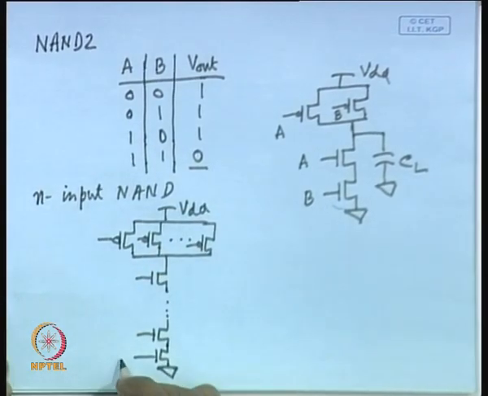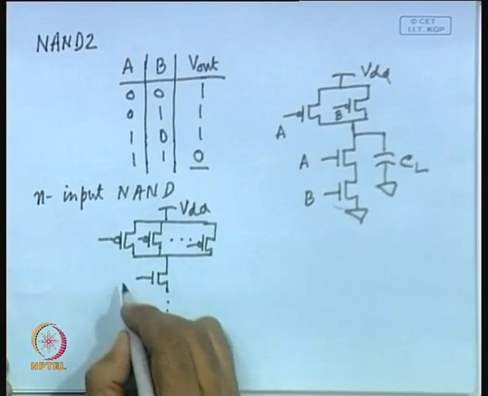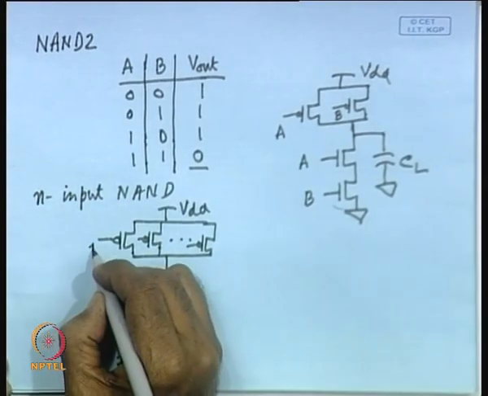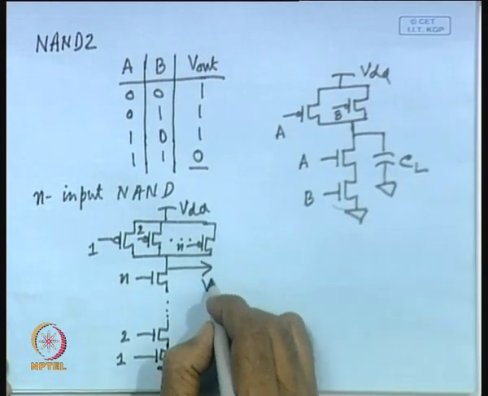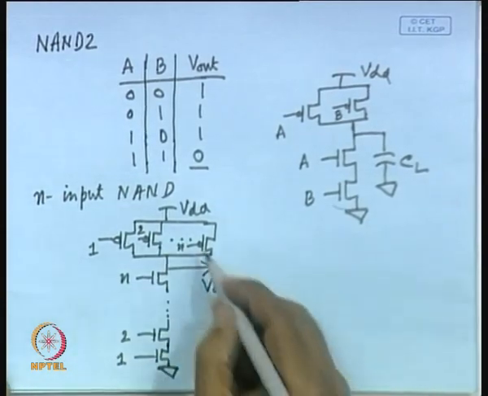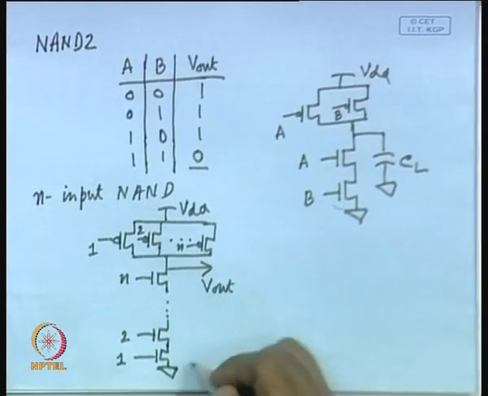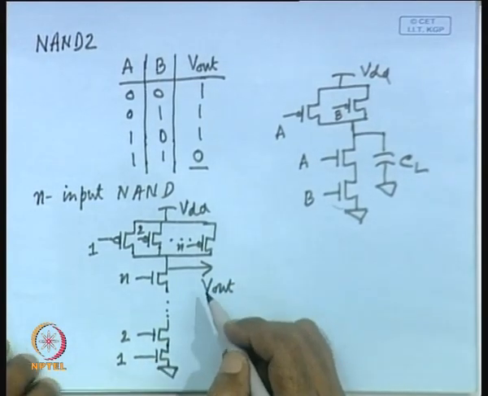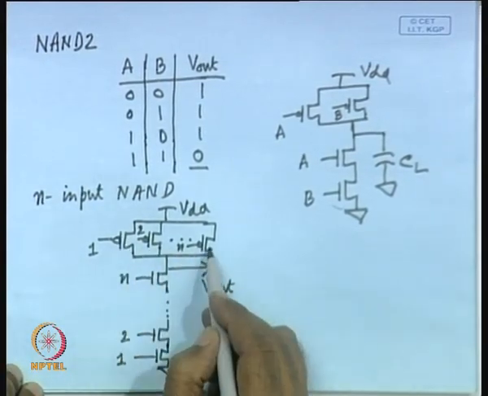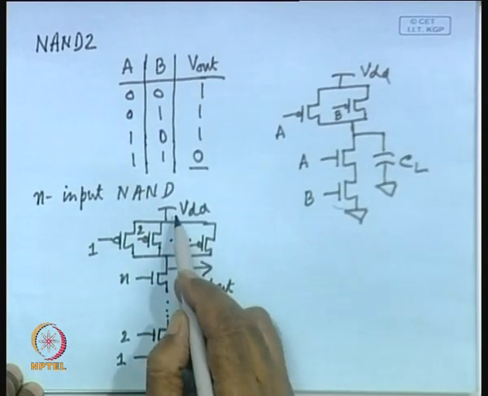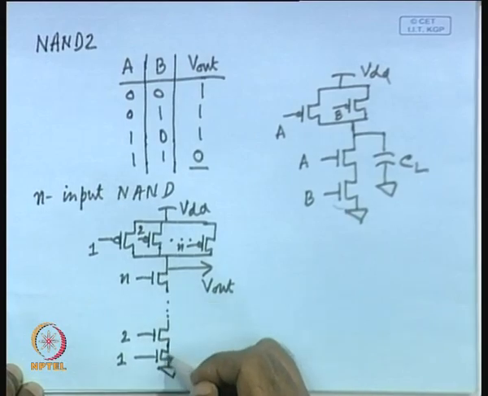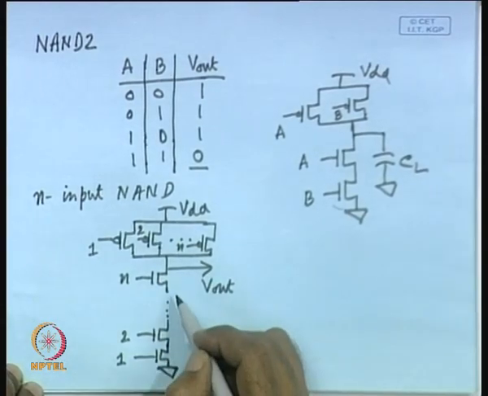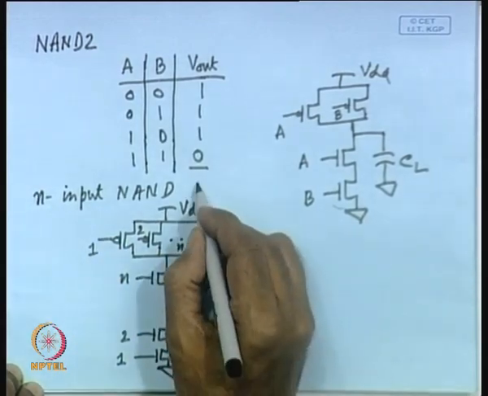So, you can say this is input 1, this is input 2, this is input n, similarly this is input 1, this is input 2, this is input n, and output is taken from here, V output. So, this is the general structure of an n input NAND gate, where we have n PMOS transistors in parallel connected to VDD and n NMOS transistors in series which is connected to ground. So, this is how you can realize an n input NAND gate.